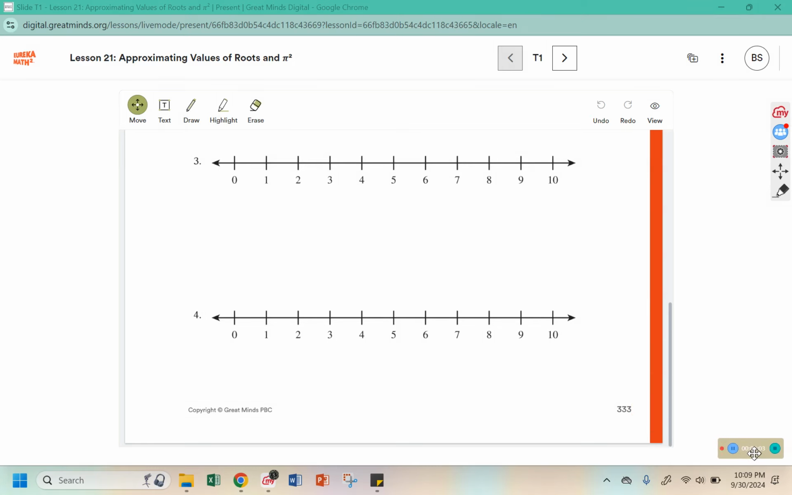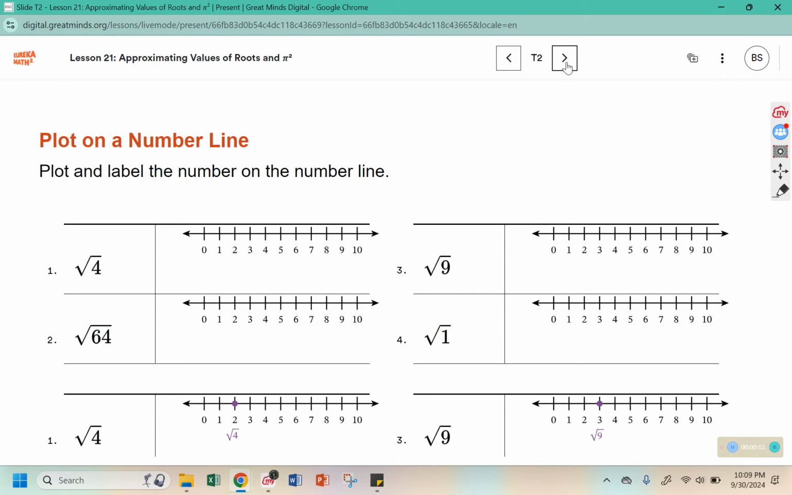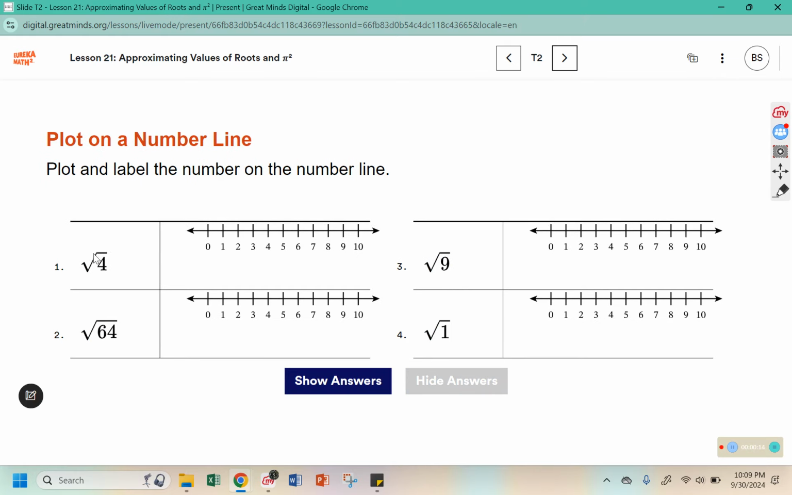Rather than doing your warm-up in your composition book, today you will be doing your warm-up on page 333 using the number lines provided. Your goal is to place the square root of 4, square root of 64, square root of 9, and square root of 1 on the number line accordingly.